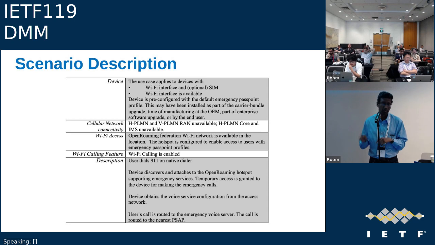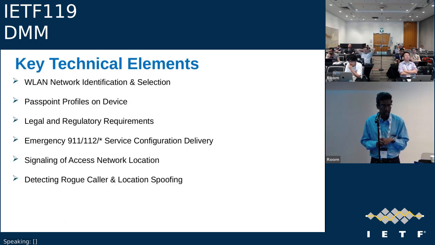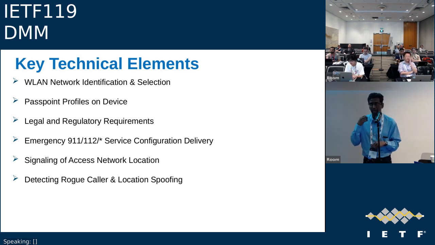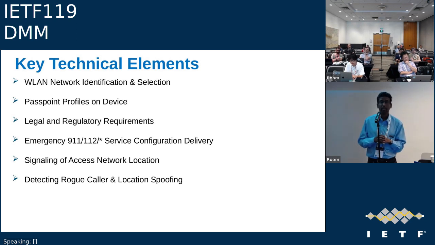So what are the elements in this? Next slide, please. From the technical point of view, these are the key requirements. First, network identification: how do I discover an access network which allows emergency calling, meaning without having any direct relationship with that access network, will I be able to say, give me access because I need to make an emergency call? For this, the answer we are looking at is Passpoint profiles. The recommendation we made to the FCC is that every device that comes out of manufacturing, an Apple device or a Samsung device, comes with an emergency Passpoint profile. Passpoint profiles are widely supported in the device ecosystem.